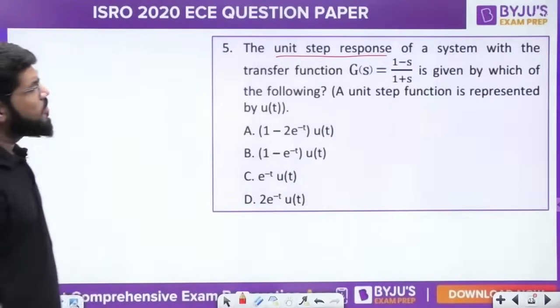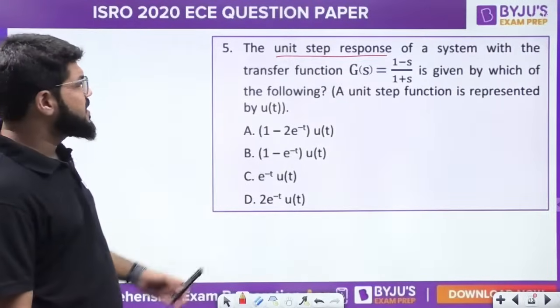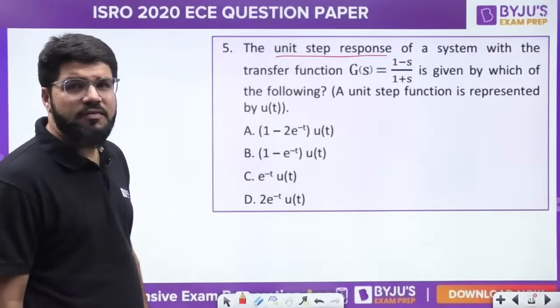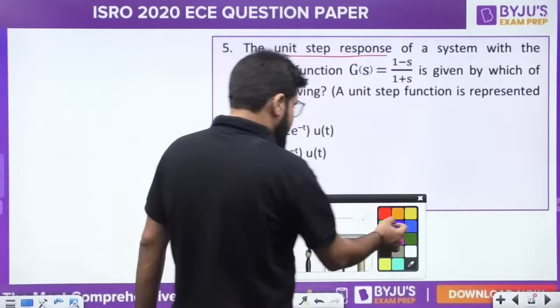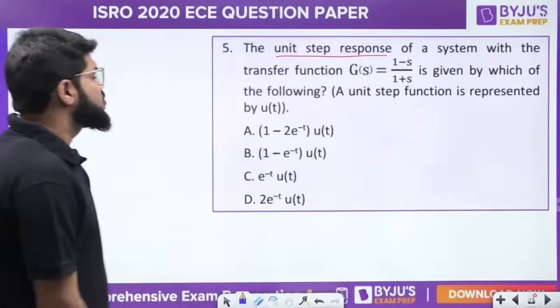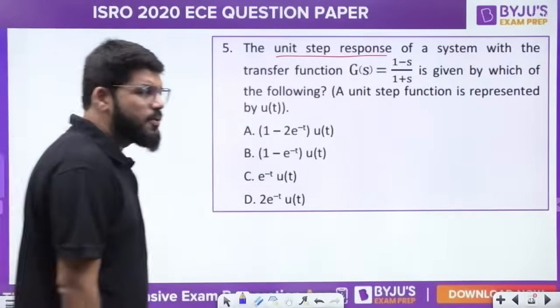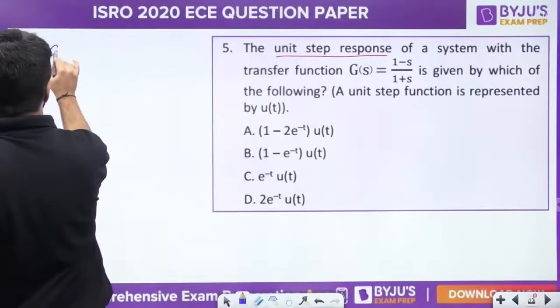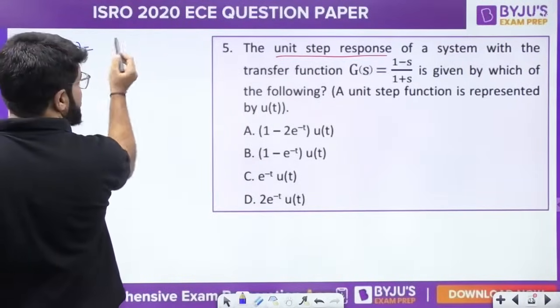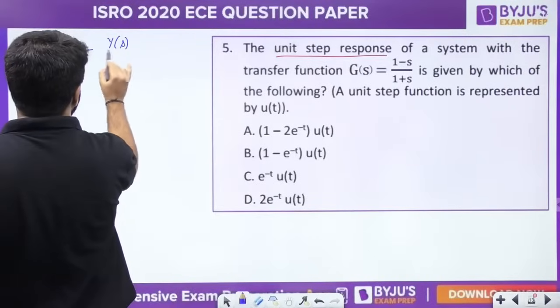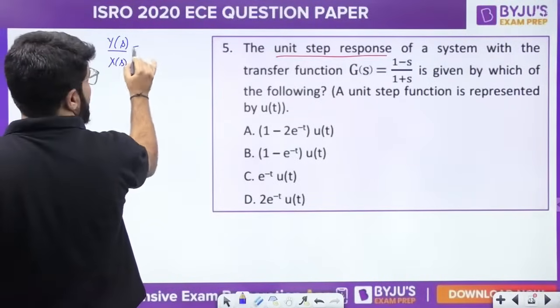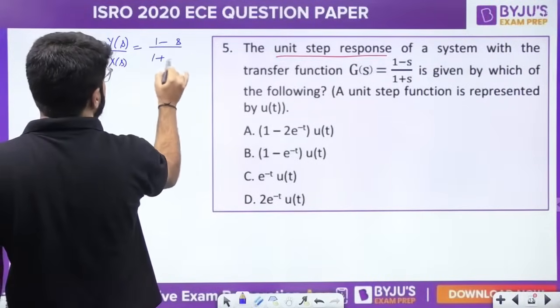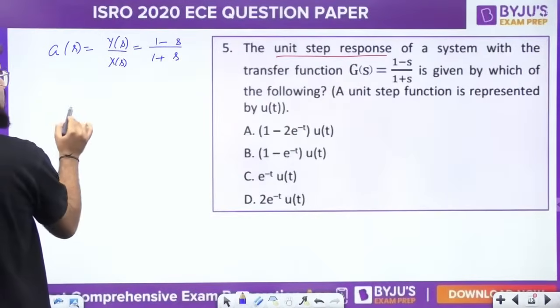The unit step response of a system with the transfer function (1 minus s) upon (1 plus s) is given by which one of the following? Okay, so I want the unit step response. Suppose the transfer function is given by Y(s) upon X(s), the ratio of output by input. Unit step response is the response when the input is a step.